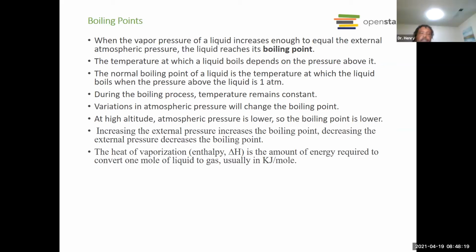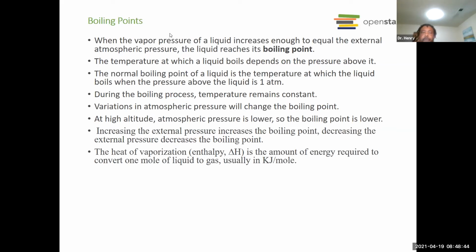Since normal atmospheric pressure is 1 atm, the normal boiling point of a liquid is the temperature at which its vapor pressure reaches 1 atm. In other words, you're putting that pressure slightly above 1 atm. That also makes sense, right?